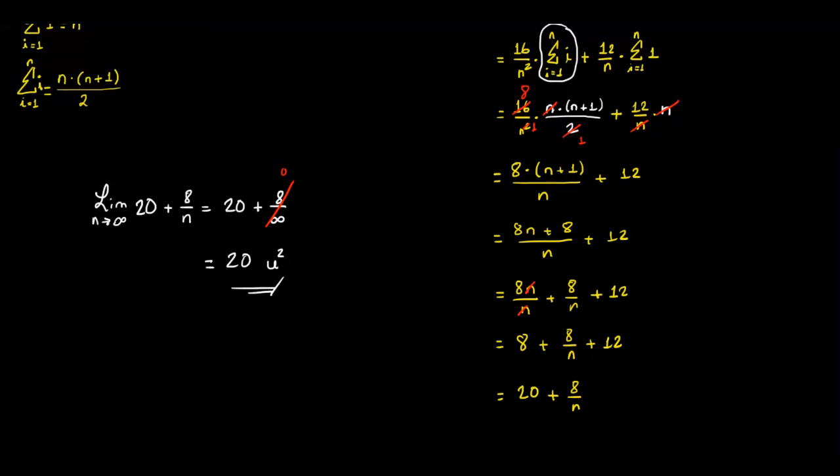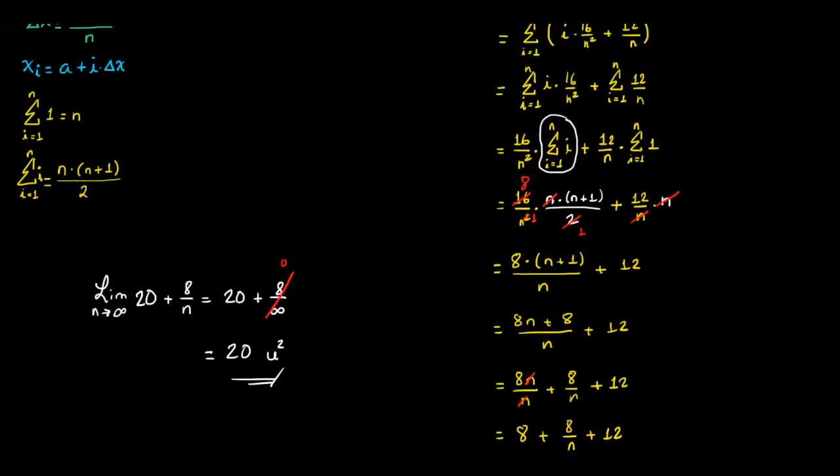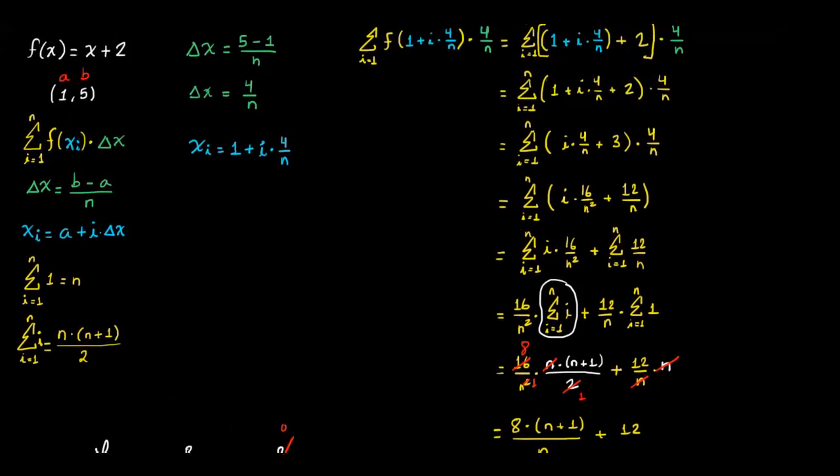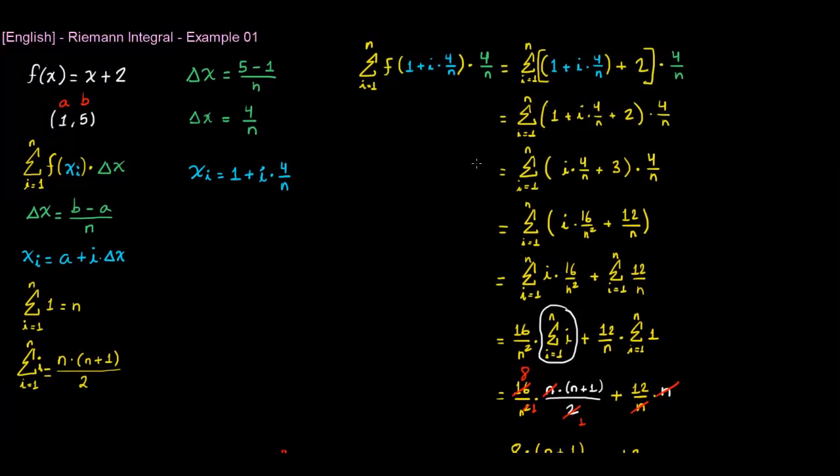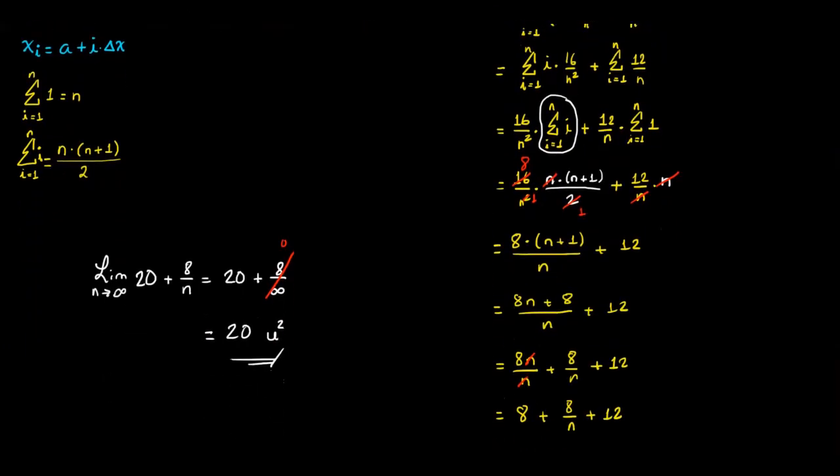Let's scroll up here just to see where we started. So we started over here. We were solving this Riemann integral for this f of x integrated over this interval between 1 and 5. It represents the area below this function for this interval between 1 and 5, and would be equal to 20 units squared.